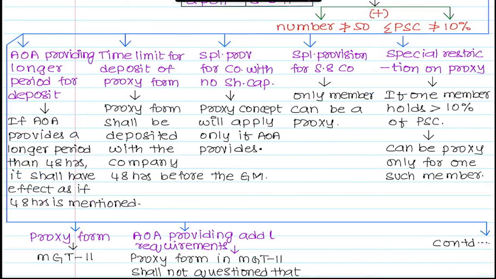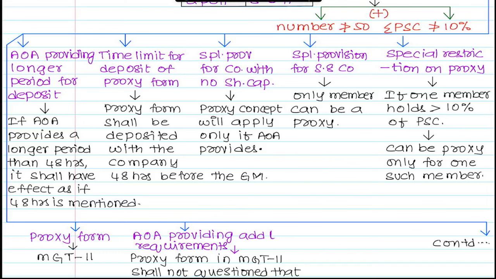Proxy concept. Understanding. There are two types of proxies. Listen carefully. There are two types of proxies. Proxy in person, proxy in form. Repeat. Proxy in person. Very bad response. Again, proxies are of two types. Number one, proxy in person, proxy in form.